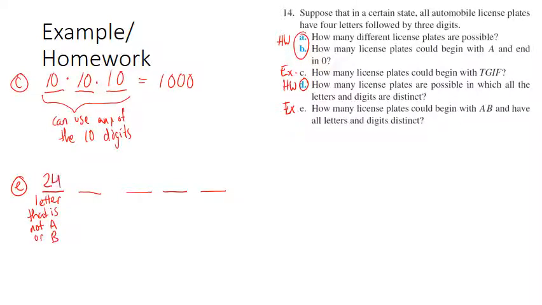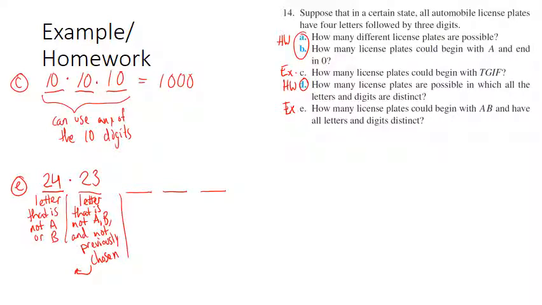24. Okay, then for the next one, we need to pick another letter that is not A or B, and also not the letter that we just picked on the previous blank. So it's not A, it's not B, and not previously chosen. So we're only going to have 23 letters left.